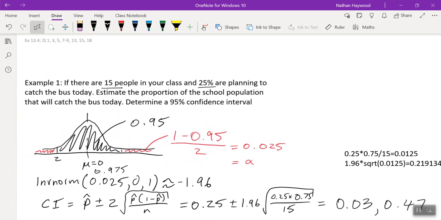So what does that tell us about the sample? When I surveyed you guys, I knew 25% of you were planning to catch the bus today. What do those two numbers I determined tell us about the rest of the school and the bus? Between 3% and 47% of the rest of the school are planning to catch the bus, which is a very long range. So yes, I am 95% confident that between 3% and 47% of the people at this school will catch the bus. Give or take that. It doesn't really help us too much.